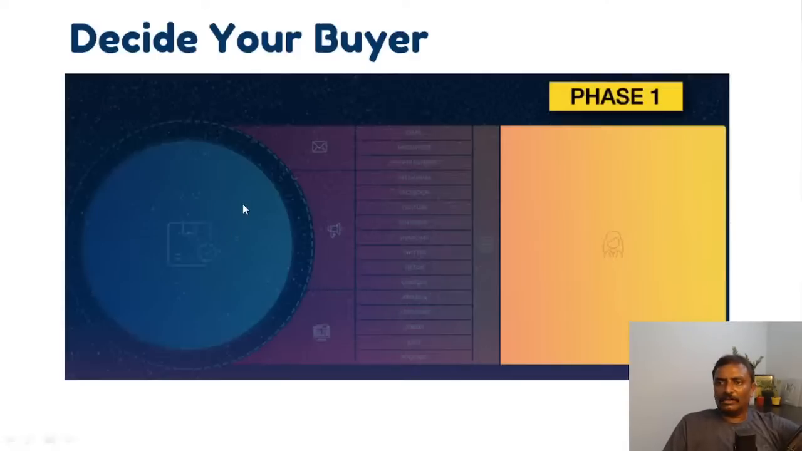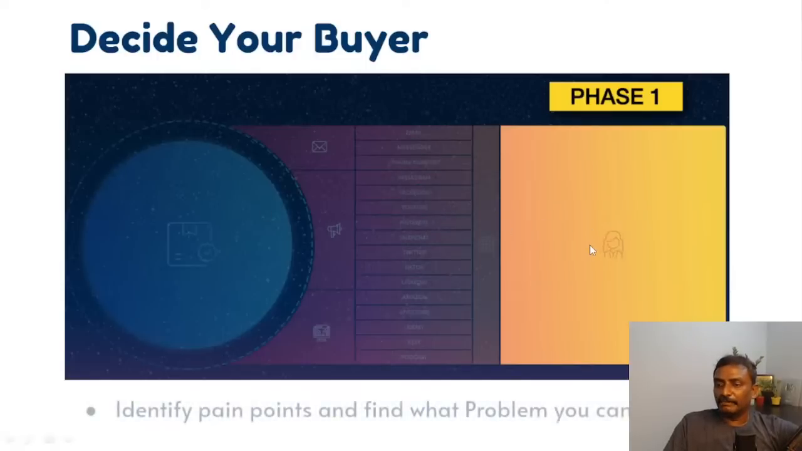So there are two ways. The actual thing works like this: you have to find the pain points of the customer and build a product based on the pain points. The first step is to get the customer data and build the buyer persona. First, identify the pain points of the customer, and then find what problem you can solve for the customer, because business is all about solving the customer's pain points.